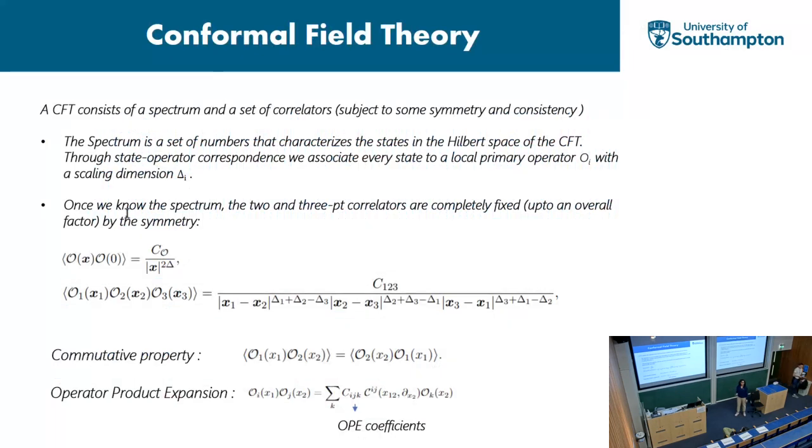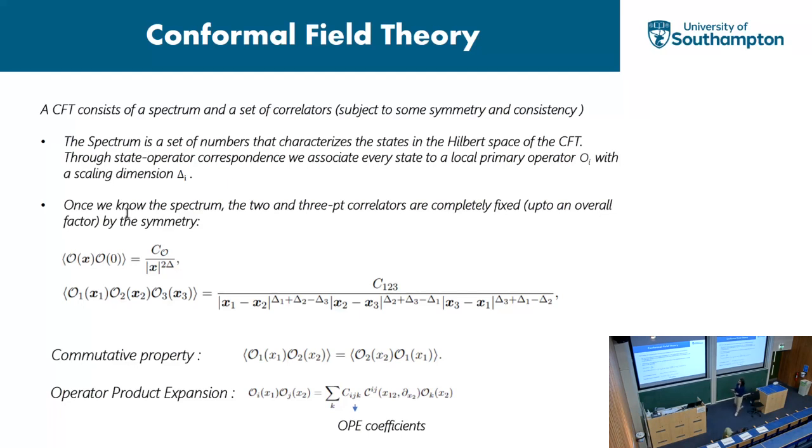So I'll start with a very quick overview of CFT. A CFT consists of a spectrum and a set of correlators. A spectrum is a set of numbers that characterizes the states in the Hilbert space of the CFT. Now, through state-operator correspondence, each of these states can be associated to a local primary operator, which we denote by O_I, with a scaling dimension Delta_I.